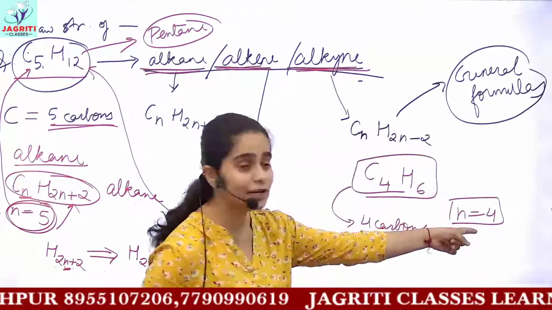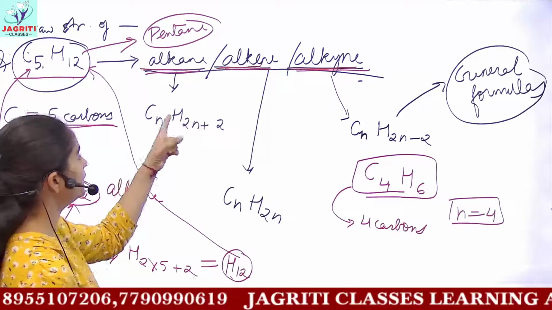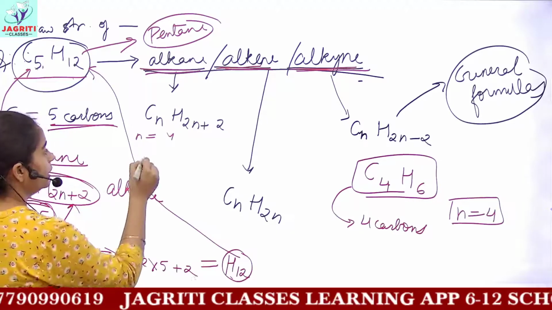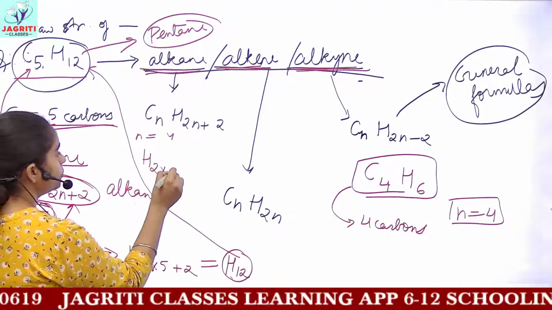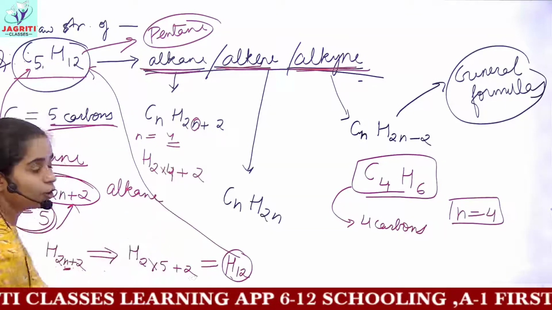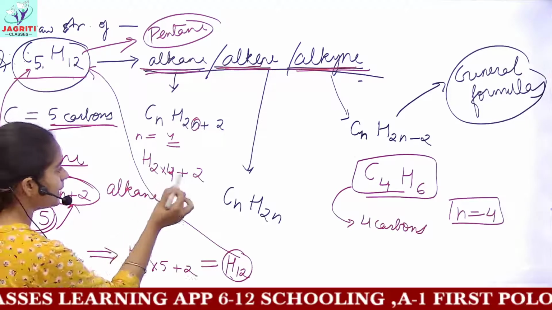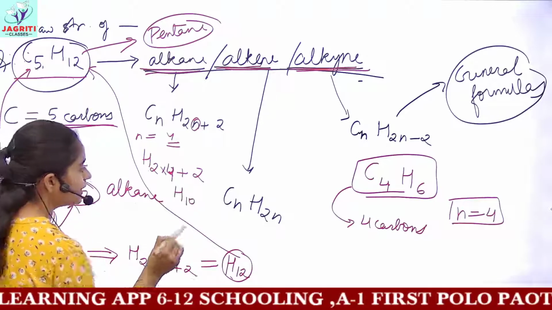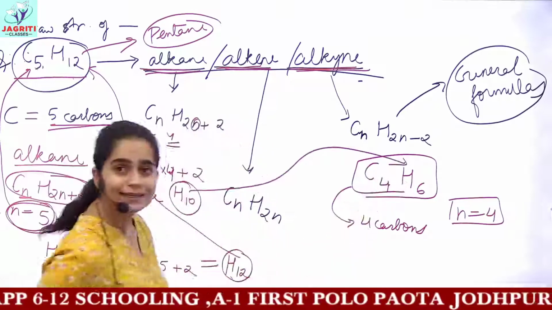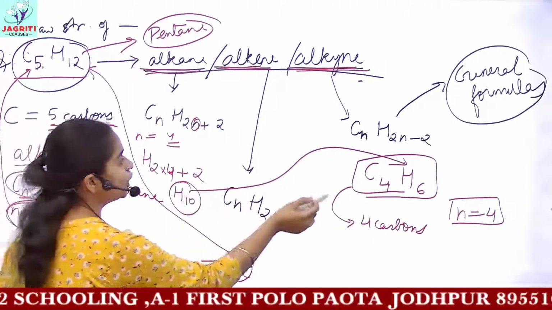Now put n equals 4 in the first formula. This is CnH2n plus 2. If I put n equals 4, then H would be 2 into 4 plus 2. I am putting this n to be 4. Okay, so what do I get? 4 2s are 8 plus 2 is 10. I get H10. Is H equals 10 written in the formula? No. So it is not an alkane.